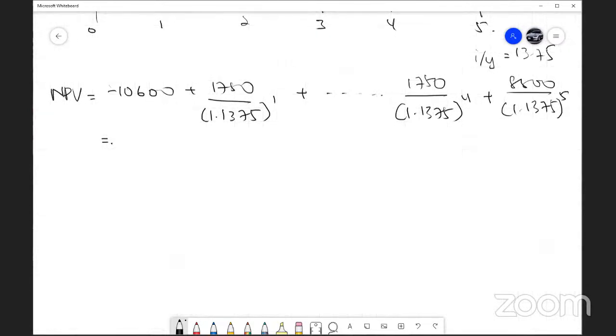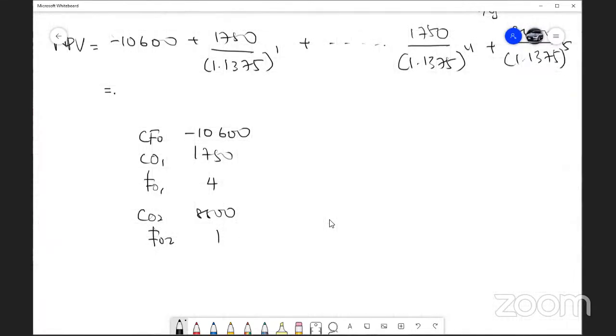Okay. So there's an easier way for you to do if you're using a financial calculator. So of course, your CF0 at the beginning is negative 10600. All right. Then when you click down for your CO1, you put no negative. You put 1750. But the frequency of cash flow 1 is 4 times. Then your cash flow 2 is 8,500. And your frequency of cash flow 2 is only 1. You only have 1 time, no repetition. And lastly, you put your I, 13.75, and compute your NPV. So now, tell me what you get for this. This one, if you use financial calculator, will be a lot faster.